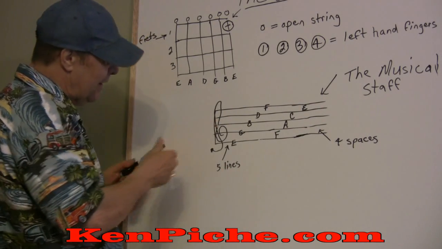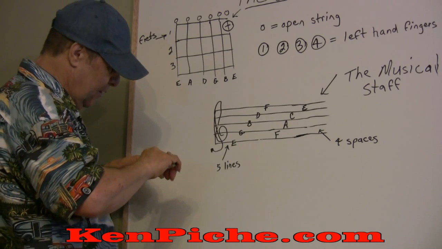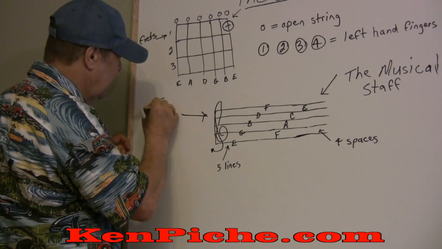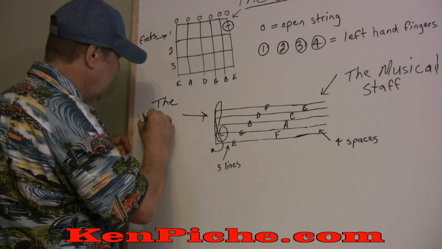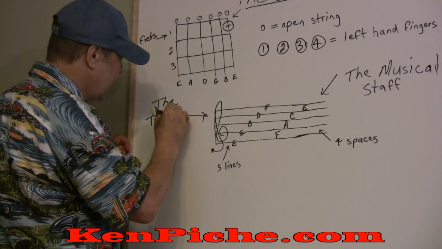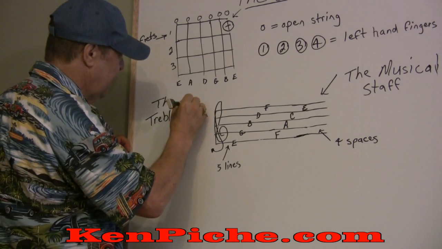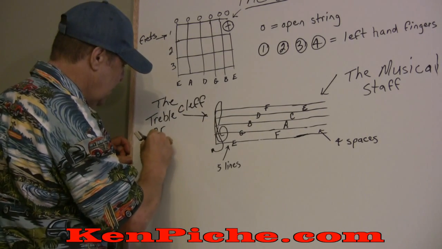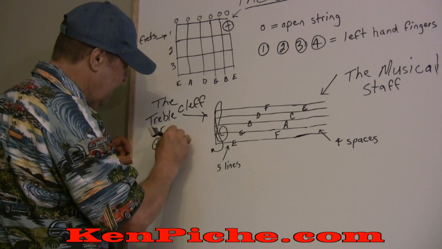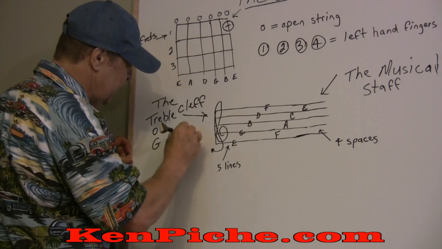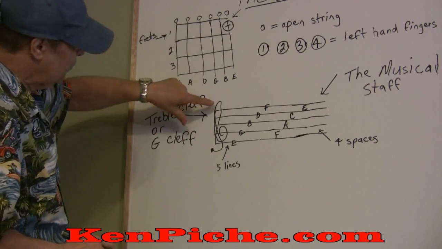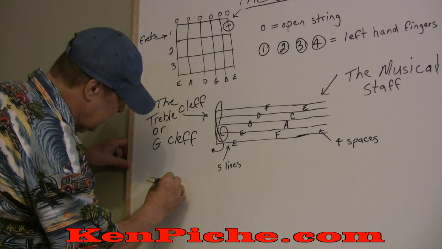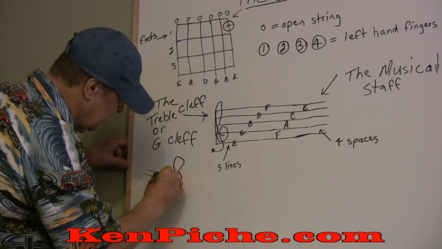Anything that's in this clef, and this clef is called the treble clef, or G clef. Now what this means in theory, that's the treble clef right here. If you were to make one of those, it looks like this here. That's how you make it.